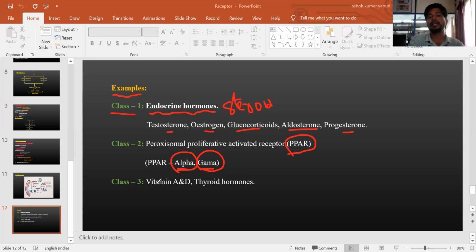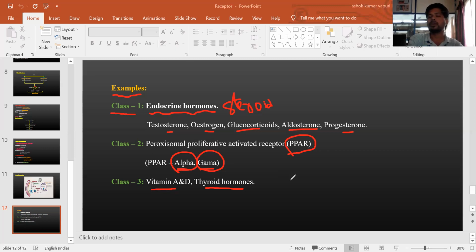And next, class 3 examples are vitamin A and D as well as thyroid hormones. So these are the examples. Like this, you can easily remember the receptor pharmacology. It is very, very important. You have to understand receptor pharmacology. Based on that only, you can understand receptor action in the ANS as well as CNS.